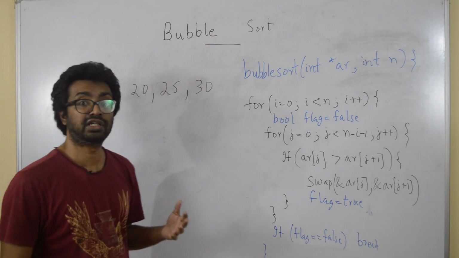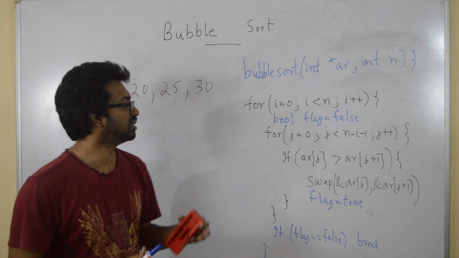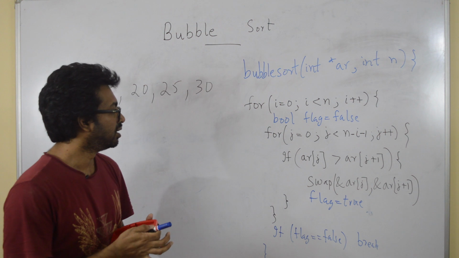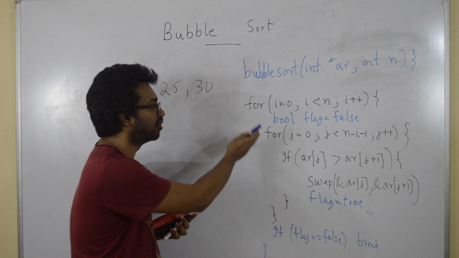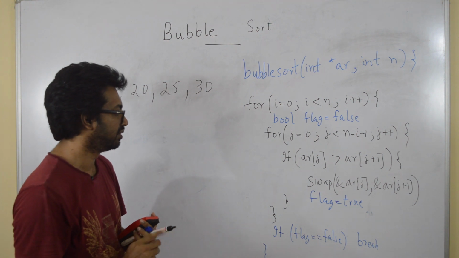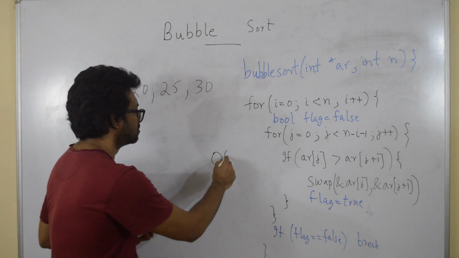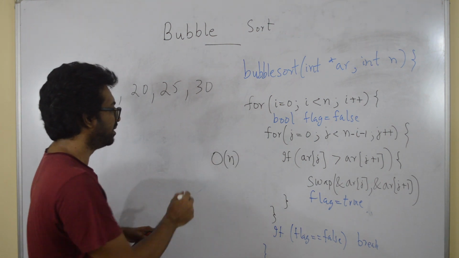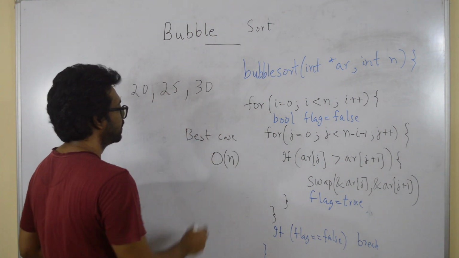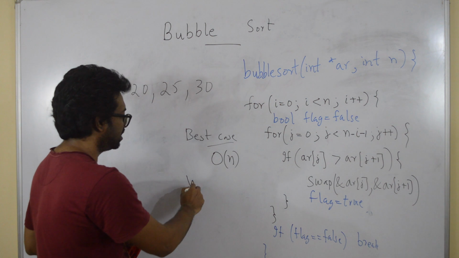In this case, what is the running time of this algorithm? The running time is going to be just the execution of this one for loop and not the outer for loop, and therefore its running time is order of n. This is the best case scenario.